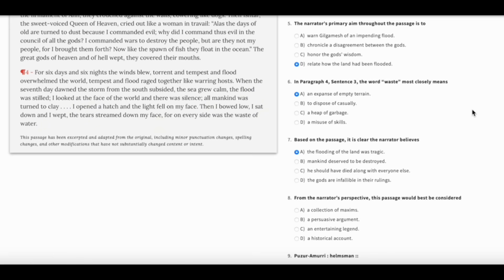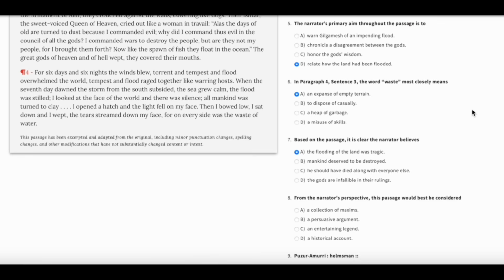A persuasive argument. Okay. Do we have any evidence that from the narrator's perspective, the passage would best be considered a persuasive argument? I don't think so. I don't see a persuasive argument anywhere, right? It's just not a thing. Try C. An entertaining legend. Do we have any evidence that from the narrator's perspective, the passage would best be considered an entertaining legend?